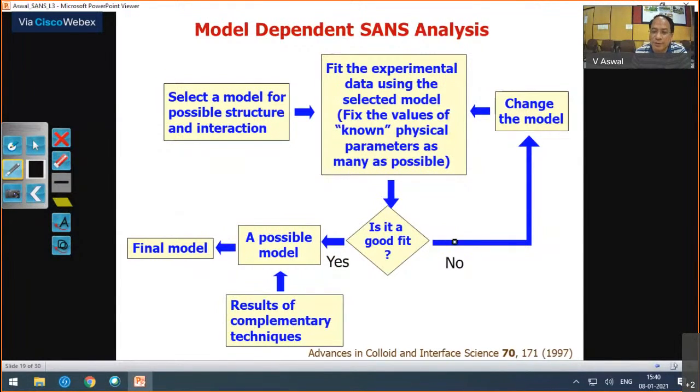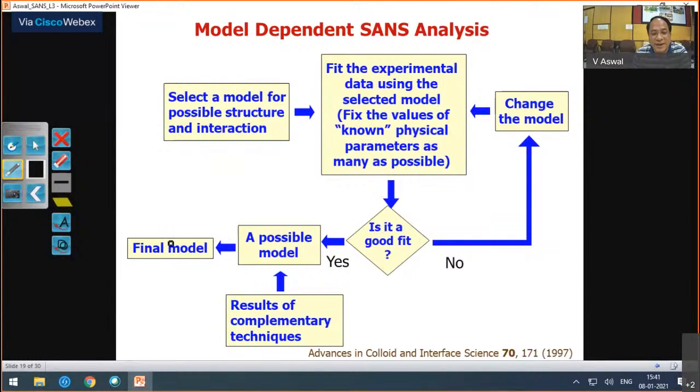And once you have this model structure and interaction, you see, is it a good fit? If not, you go back, change the model, and then again come here to see whether it is a good fit. And when it is a good fit, meaning your reduced chi-square is close to 1, then you can say it is a possible model. It cannot be the final model, only a possible model, because there can be several models which can minimize your reduced chi-square, but not necessarily the right model for your system.